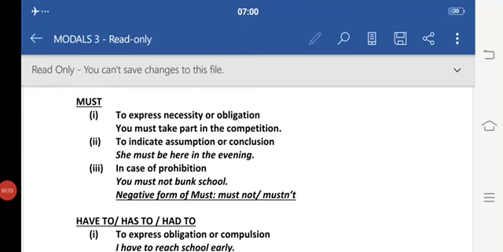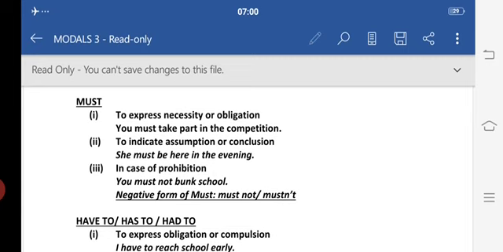Good morning, students. Today we'll learn about a few more modals, that is must, have to, has to, ought to, dare and need. So first of all we'll start with must. Students, must is also a very important modal. Now let's discuss its uses.